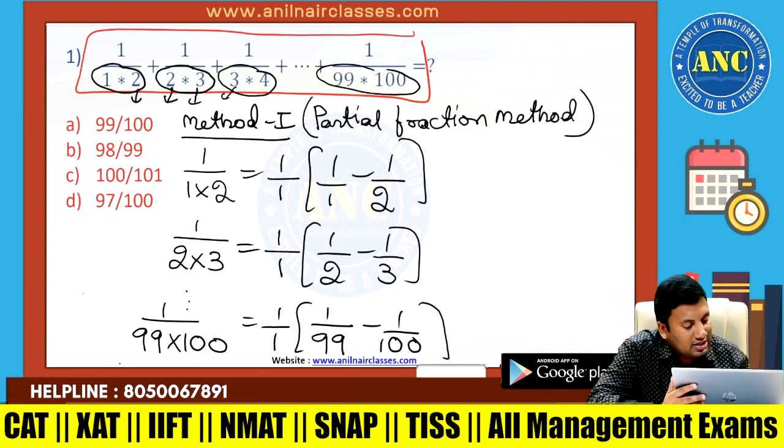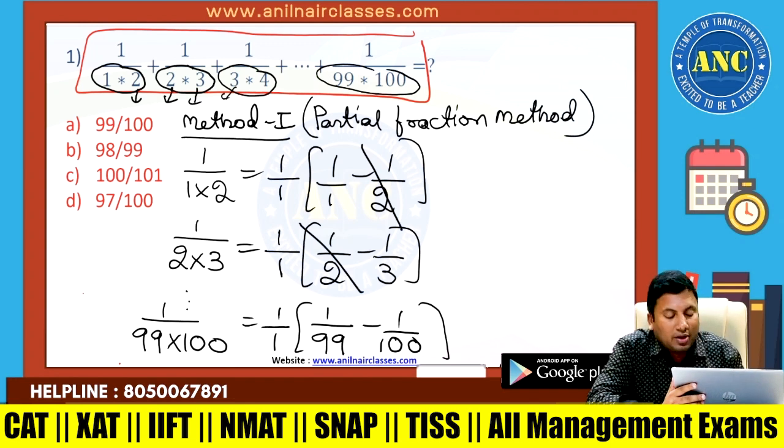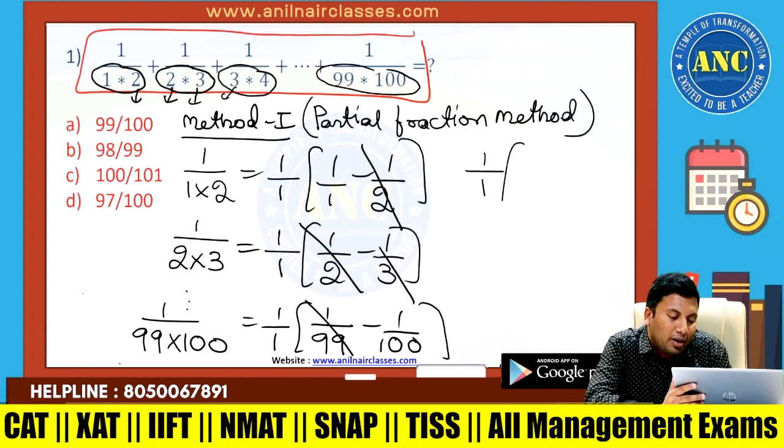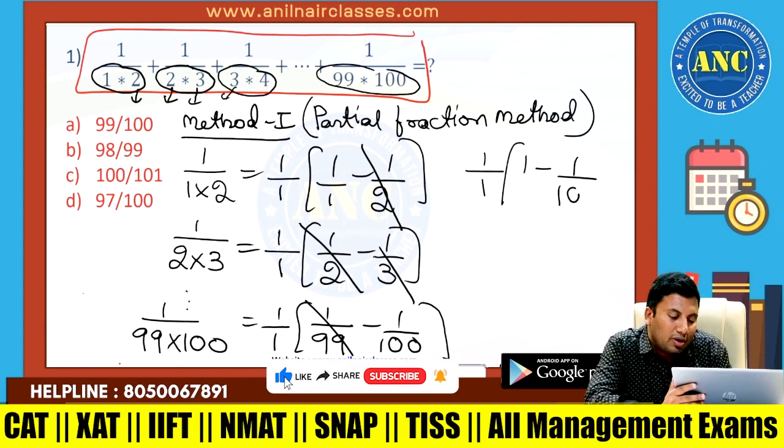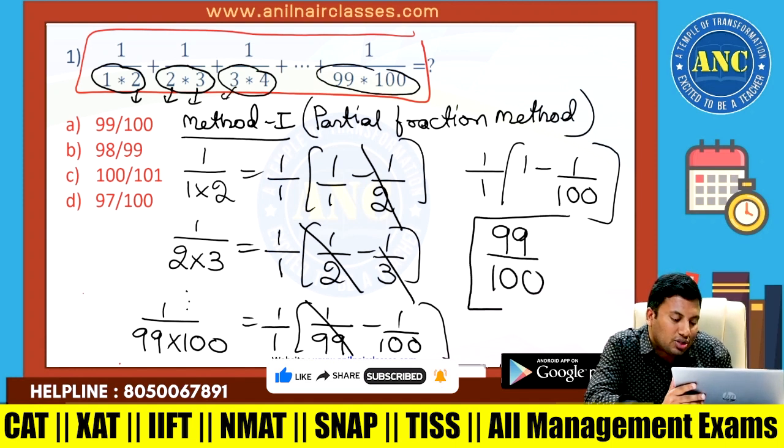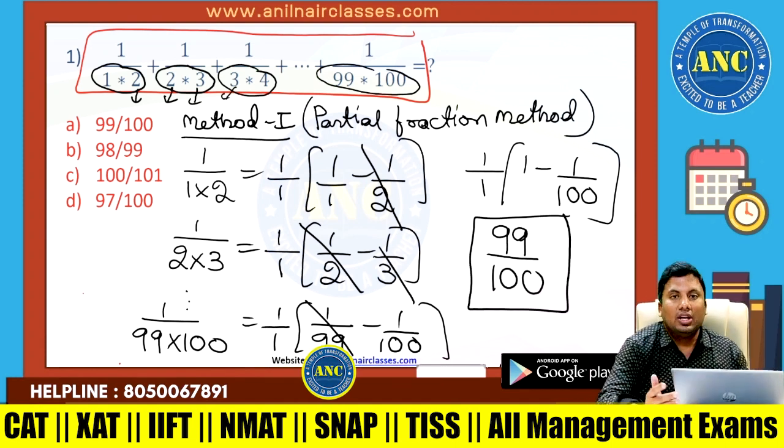The idea behind writing these values is that minus 1 by 2 plus 1 by 2, minus 1 by 3 plus 1 by 3 will get cancelled. The last remaining will be 1 by 1 into (1 minus 1 by 100). This is nothing but 99 by 100. The answer for this question is nothing but 99 by 100.